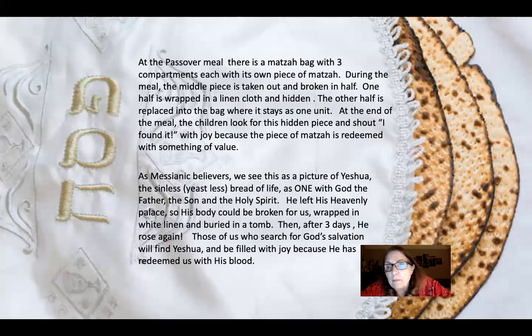the Holy Spirit. And of course, the Son was taken from heaven out of the oneness of the Father and the Son and the Holy Spirit. He was broken. He was wrapped in white linen. He was buried, and then he rose again. So for us, it's a very beautiful picture of what Yeshua came and did.